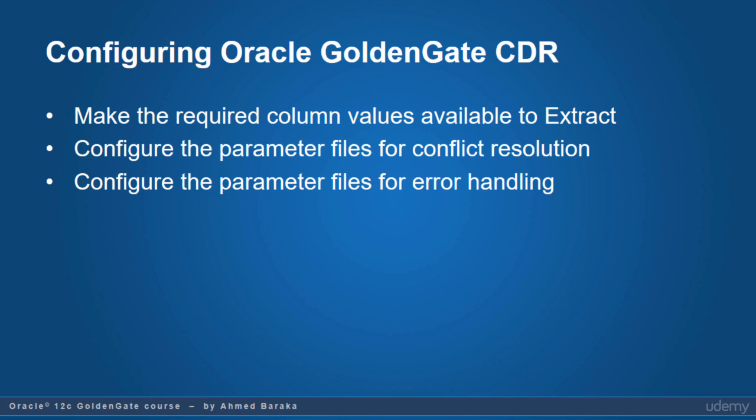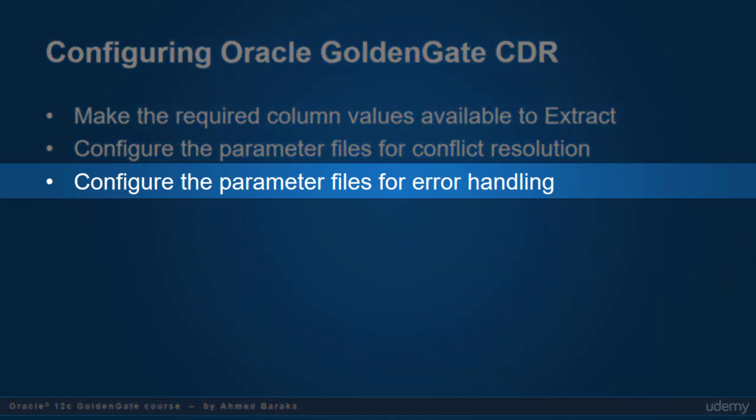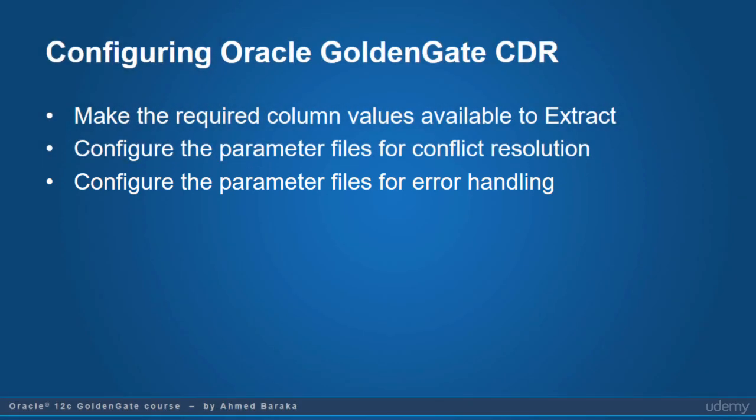The last step you're expected to do when you configure the CDR is to configure the parameter files for error handling. Technically speaking, you can configure the parameter file for error handling in bidirectional configuration as well as in unidirectional configuration. Error handling is not technically needed for CDR operation. A CDR configuration can operate without handling the errors.